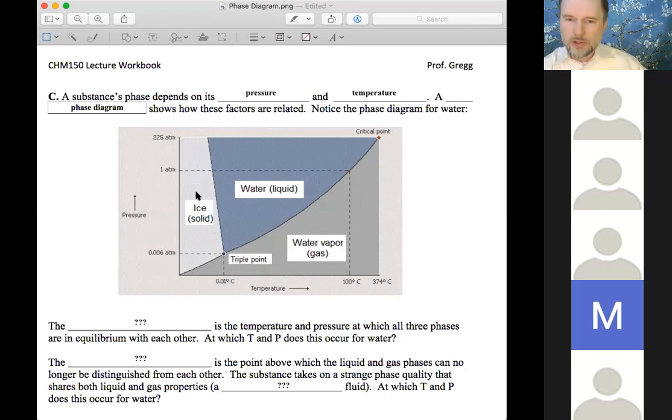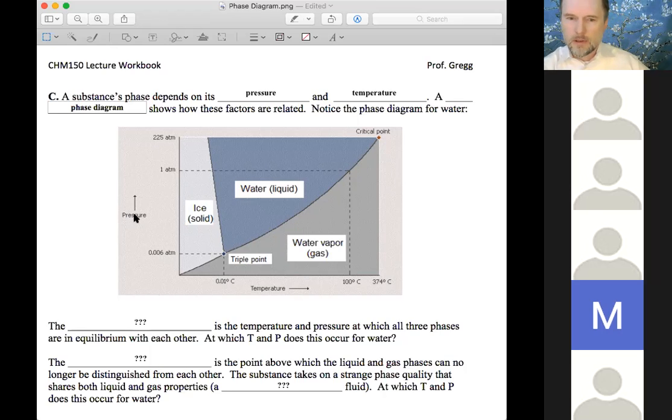First of all, we have regions in this diagram, in this chart, in this graph, where we have solid, liquid, and gas. Now, if we didn't know what water was and we weren't familiar with it, we could look at this phase diagram and it would tell us the physical state that water would be in depending on its pressure and temperature.